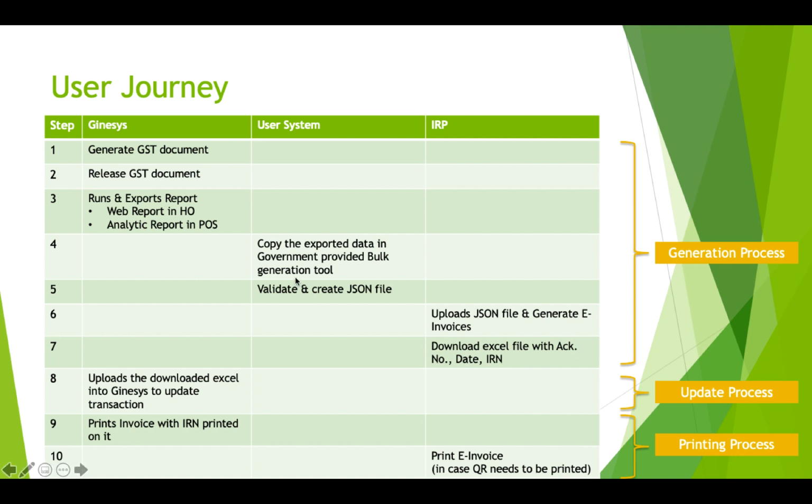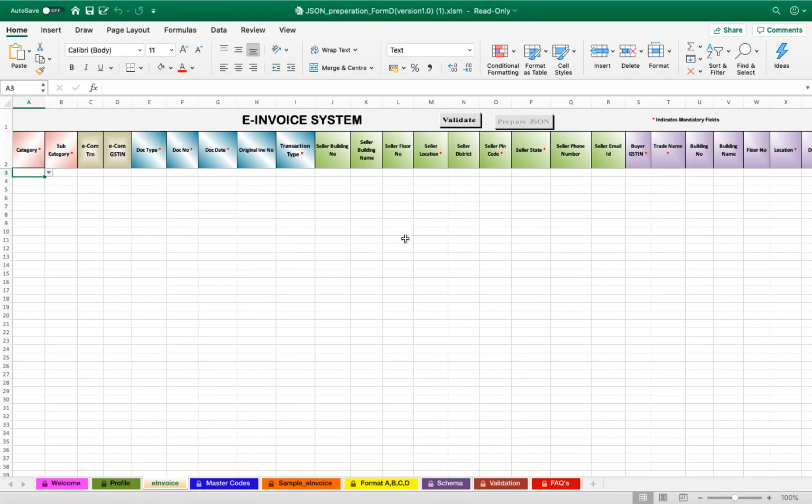Copy the exported data in the government provided bulk generation tool. This is a bulk generation tool which the government is providing. You can copy-paste the information here from the exported Excel sheet and validate the same. Once it gets validated, you can prepare a JSON file from this government utility itself.